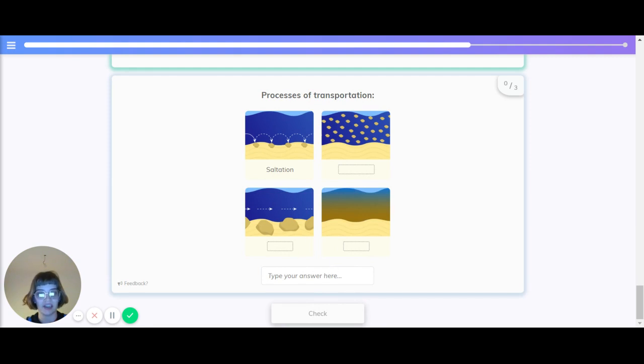What are the different processes of transportation? The correct answers are suspension, siltation, traction and solution.